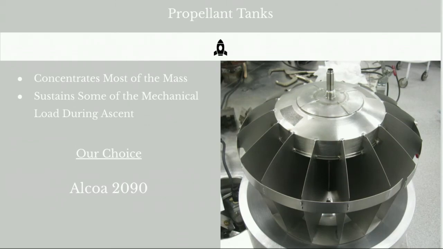Ideal rocket propellant tanks. Choosing the right material for propellant tanks of a rocket is extremely important because a lot of the rocket's mass is concentrated there. These parts also bear a great amount of mechanical force during ascent. Historically, 2000 series aluminum is used for these tanks because it has a strengthening effect when experiencing cryogenic temperatures.